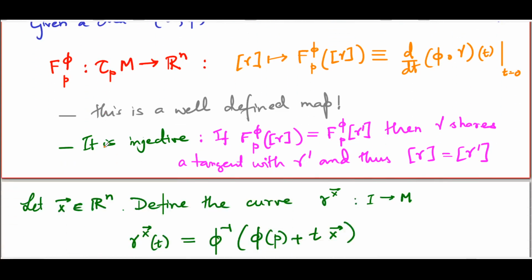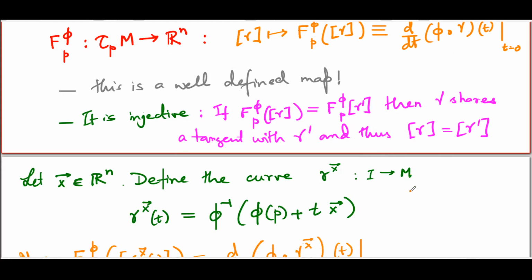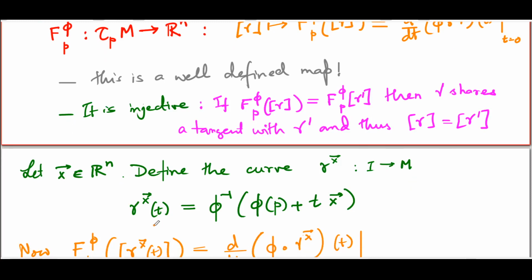To see this, let us consider an arbitrary element x from R n, and let us define a curve gamma x in this particular fashion. Gamma x is a curve, so it basically is a map which goes from an interval I containing t equal to 0 to the manifold, and you define it in this particular manner. Gamma x of t is defined to be the map phi inverse acting on phi of p plus t times x.